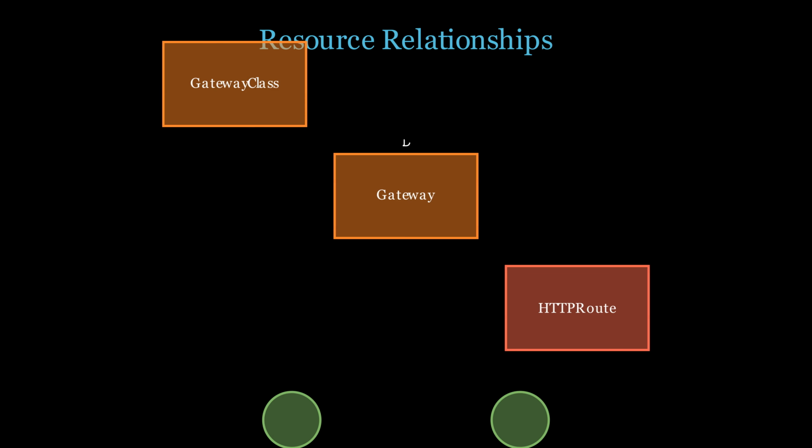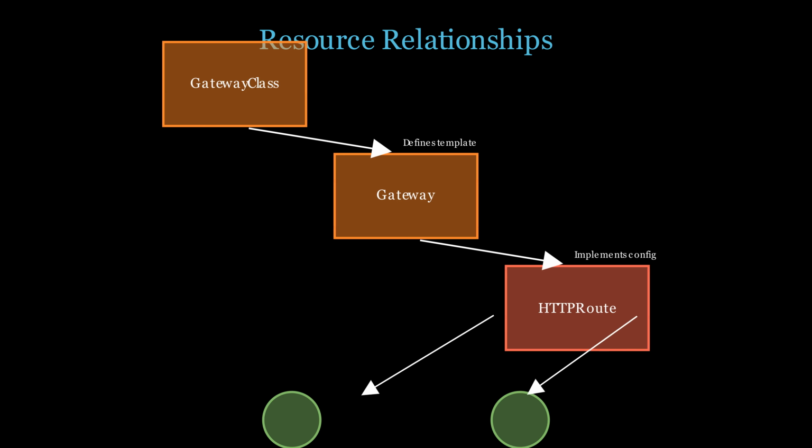Now let's understand how these resources work together in a complete Gateway API implementation. Let's visualize how GatewayClass, Gateway, and HTTPRoute resources work together in a complete Gateway API implementation. The relationship between these resources is hierarchical and explicit.